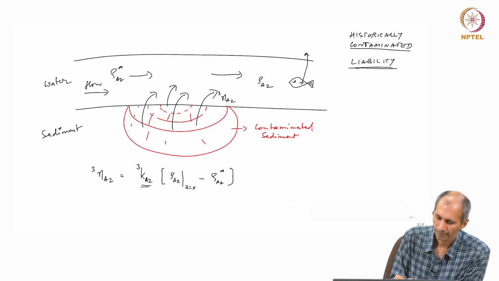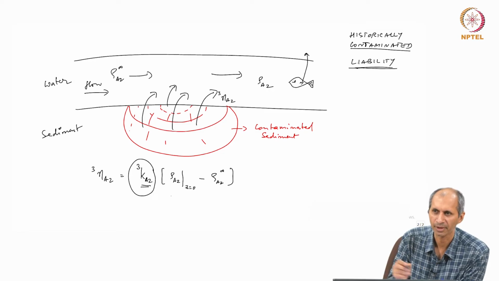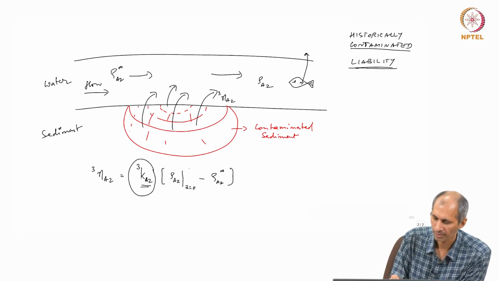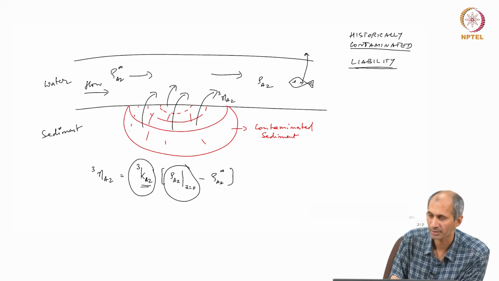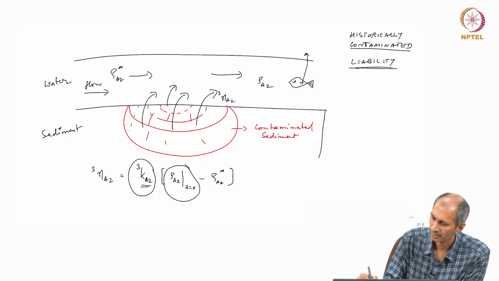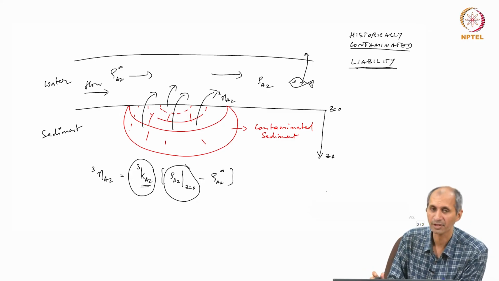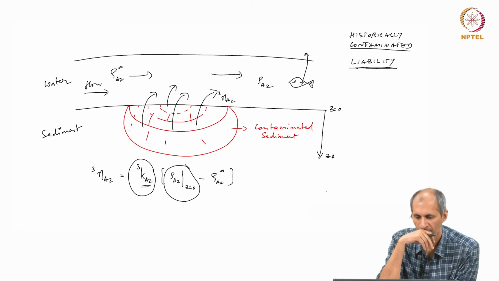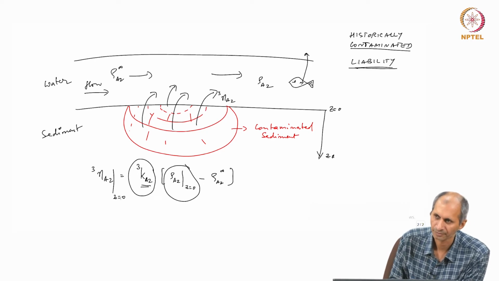Okay. This term we looked at in yesterday's class, a lot of correlations, you can take one of them and use it. What about this term? What will be this value rho A2 at z equals 0, which is here? We are defining z equals 0 here, and z keeps going in this direction, increasing in the downward direction. So z equals 0 is the interface between sediment and water. The flux is defined there.